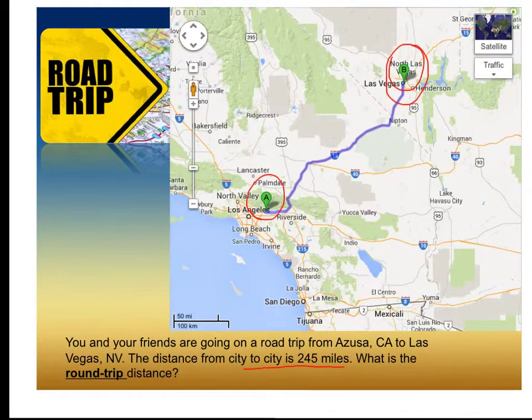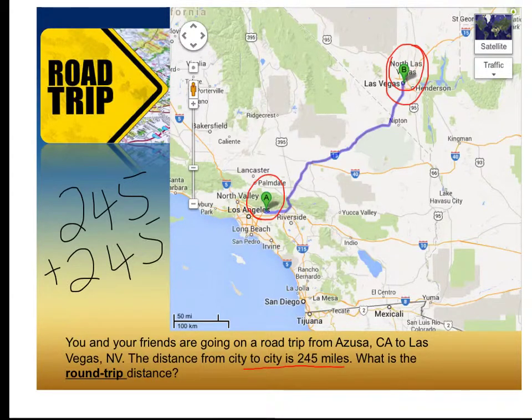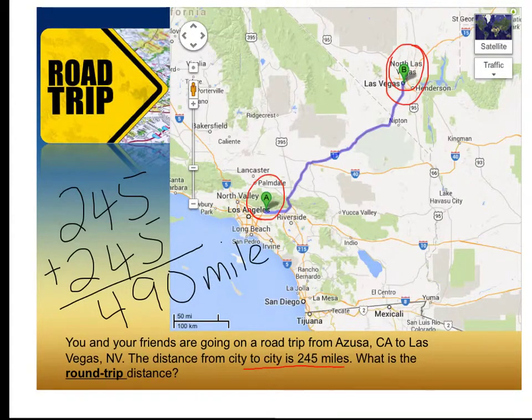Okay, I'll imagine that you did pause the video. In order to find the round trip distance, you probably added 245 plus 245, because 245 is the distance there and 245 is the distance back. In total, that would have given you 490 miles. Okay, keep this information to the side. We're going to come back to this in a few slides.